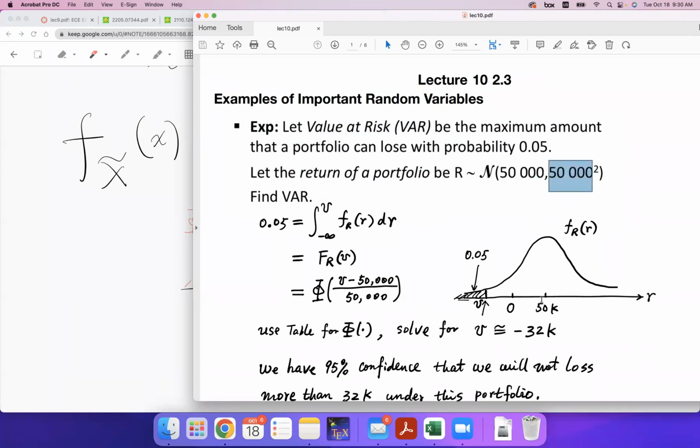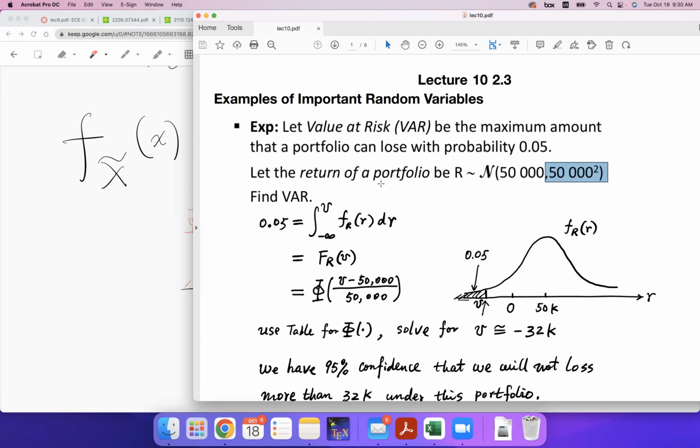So it looks like this. It is centered at 50,000 with a very large variance. That means in expectation, or on average, we are expected to get a return of 50,000. But because we have a very large variance, it is likely that the return may be negative sometimes.